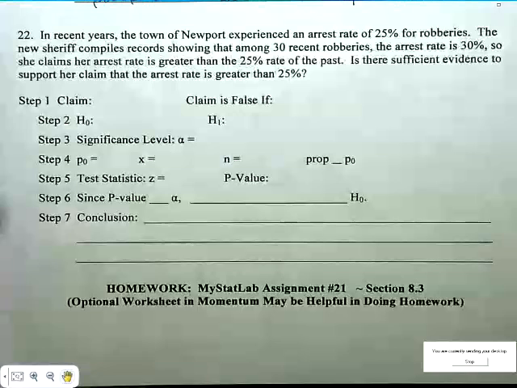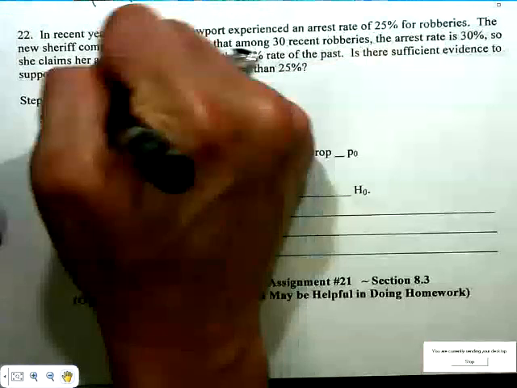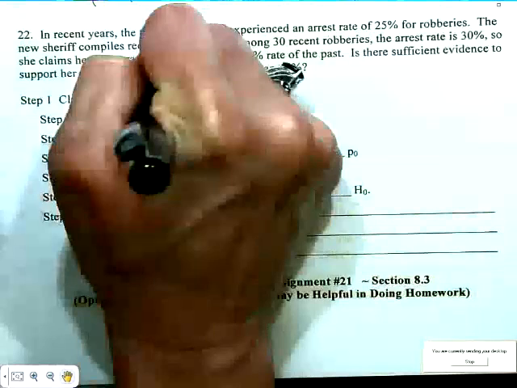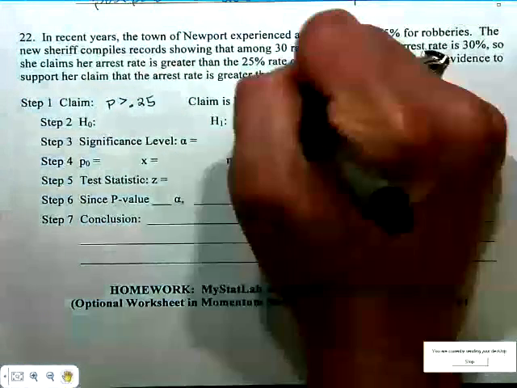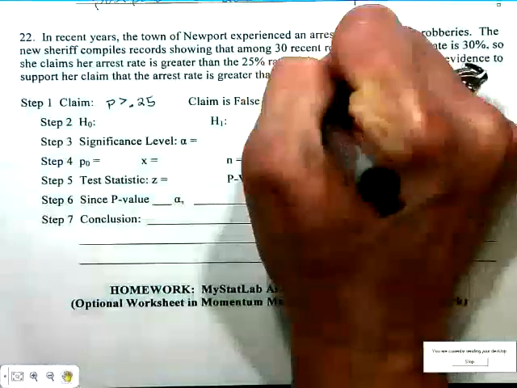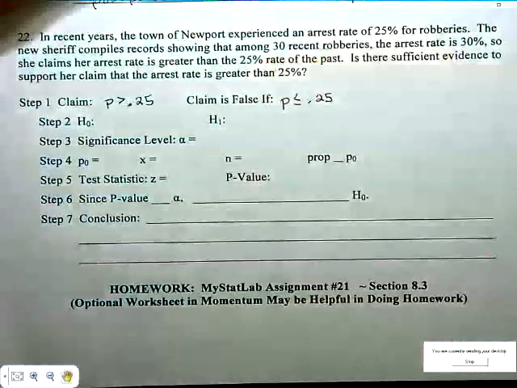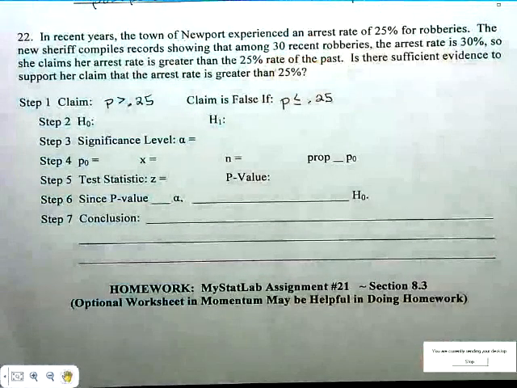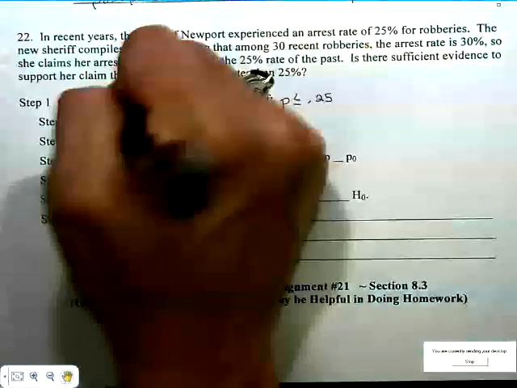How do you express that symbolically? Her claim is that P is greater than 0.25. I'm doing better than the sheriff before me. And that's false if P is less than or equal to 0.25. So the alternative hypothesis is P is greater than 0.25, and the null hypothesis is P equals 0.25.